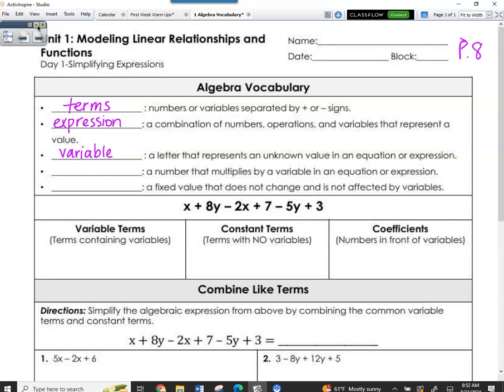They vary in value. What is a number that multiplies by a variable in an equation or expression? Coefficient. That's a coefficient. Good boy. That's the one in front of it.